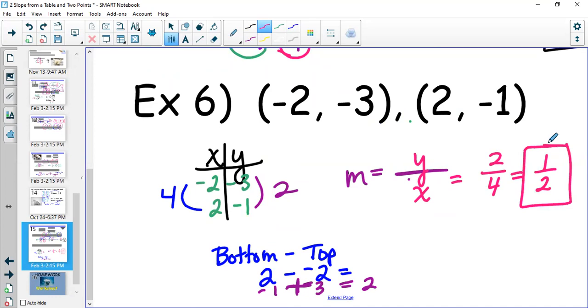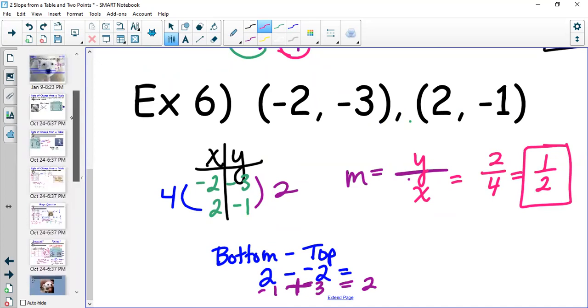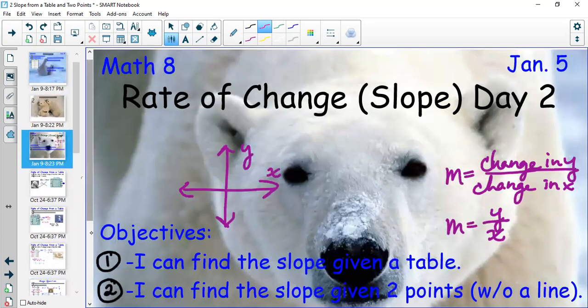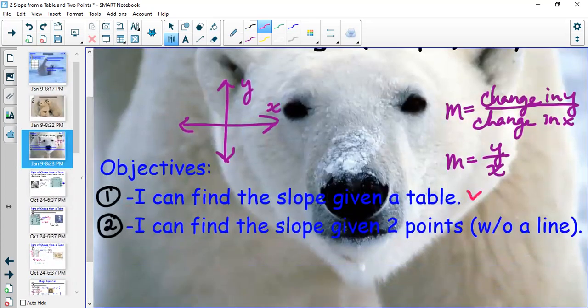Hopefully you guys did okay. And we have now finished the lesson. And we have covered both objectives of finding slope given a table and finding slope given 2 points.